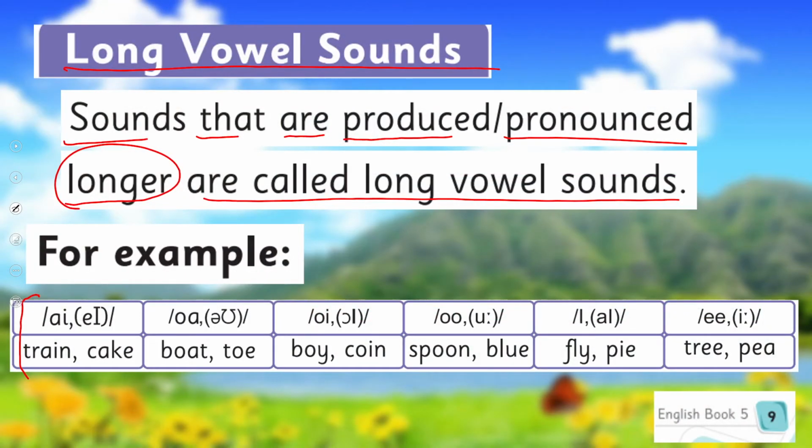Yes, my dear students, are you done with it? Train, cake. Now, can you find train again quickly? It's a pair of vowels. Two vowels are coming together. It's bossy E, boat. Two vowels are together. Toe. Two vowels are together. Boy. Y rule is applying. It's I. Okay, long I. Coin. Again, you can see spoon, blue, fly, pie, tree, bee.